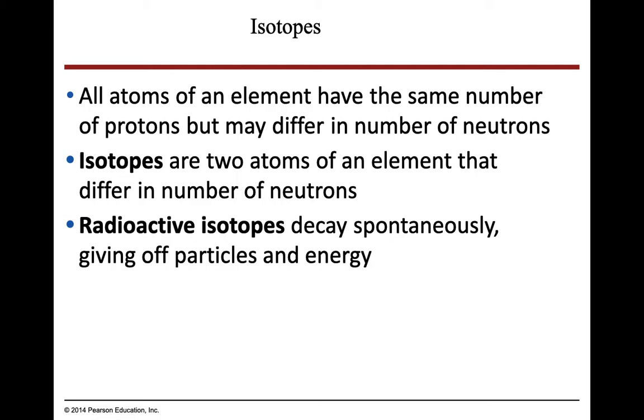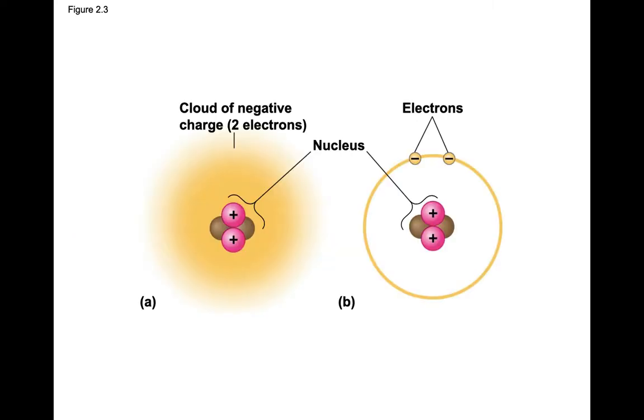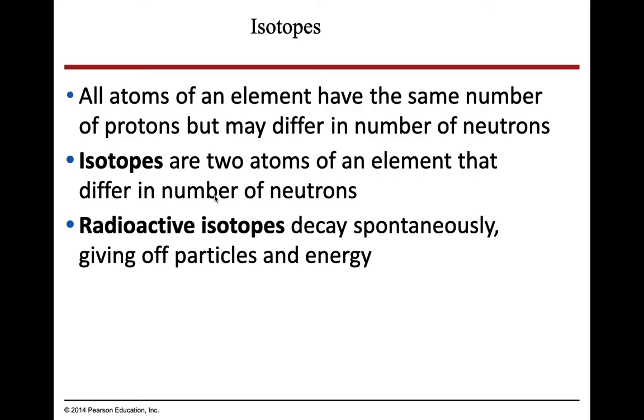Now, within atoms, we have often this notion of isotopes. And isotopes are just atoms that are the same element, meaning they have the same number of protons. Maybe it's 2 if we're talking about helium. The difference is that they might have more or less neutrons than the normal stereotypical atom.